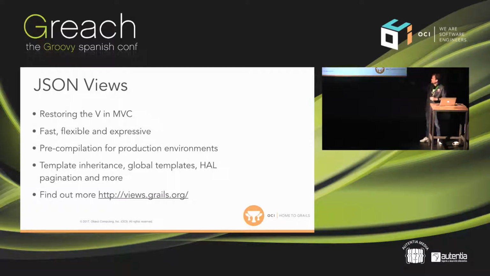So the website for JSON views is views.grails.org. There's a lot of features that is a whole talk by itself that I'm not going to go through. Pre-compilation for production that we do, for example, and template inheritance and HAL support and so forth. Check it out at that link.